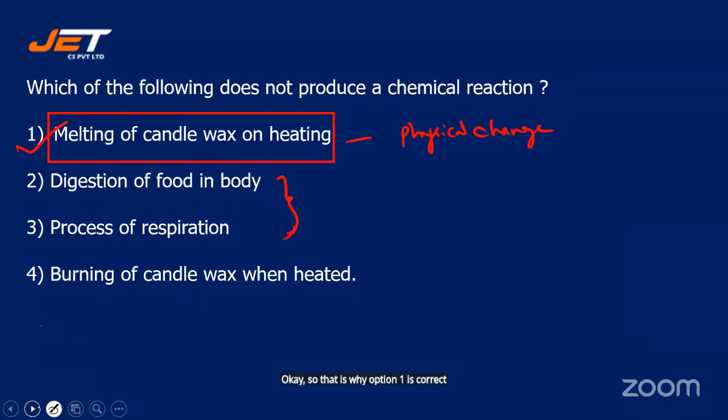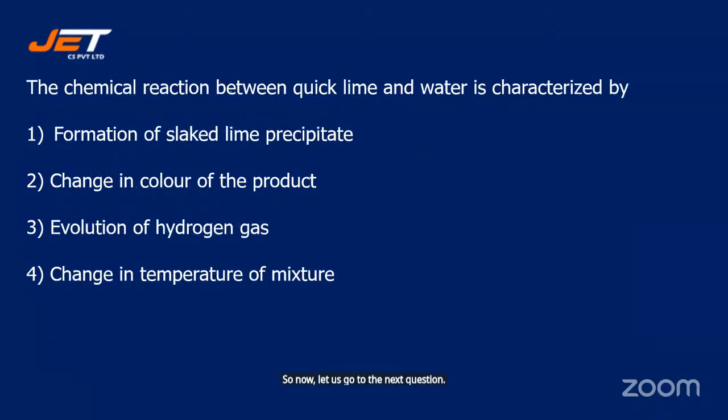Well done, Shrutasya. So now let us go to the next question. The chemical reaction between quicklime and water is characterized as: first option is formation of slaked lime precipitate, second option is change in color of the product, third option is evolution of hydrogen gas, and fourth option is change in temperature of mixture. So which is the right option? Now let us see who will answer this first.